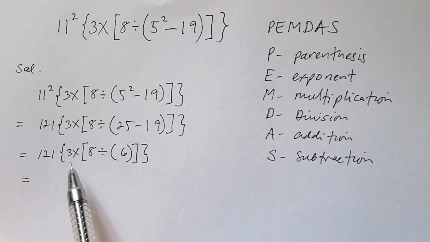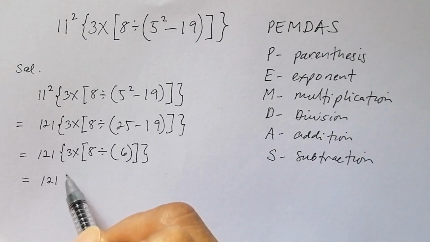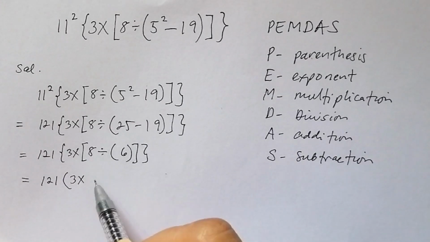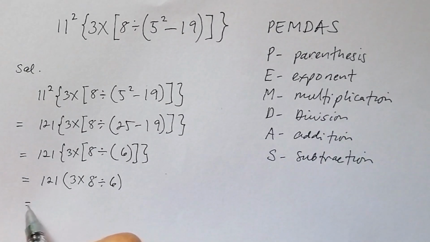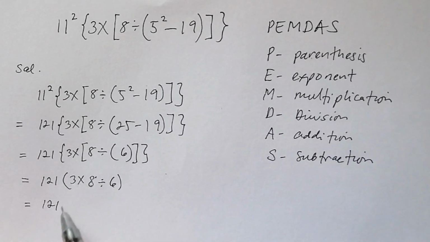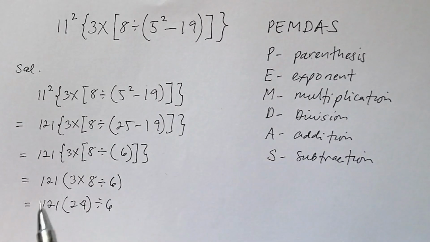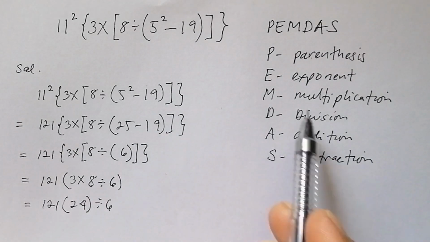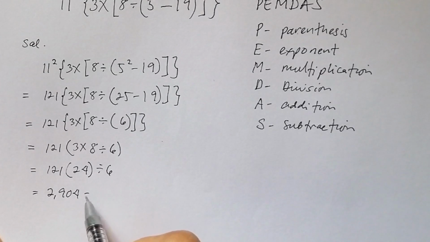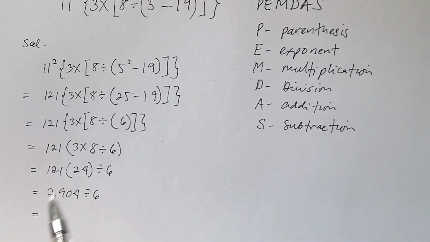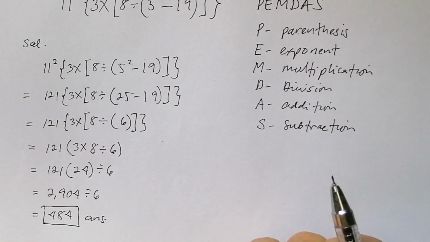Third, do the multiplication. And lastly, do the division. Okay, so 484 is the final answer.